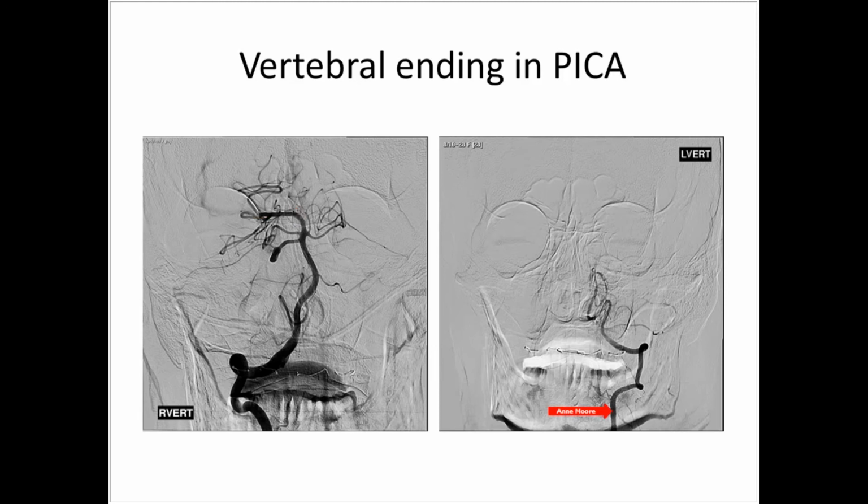Here is an injection of the left vertebral, atlas loop, intracranial vertebral, but what we don't see is the opacification of the basilar artery. And that's what it means for a vertebral to end in the PICA.